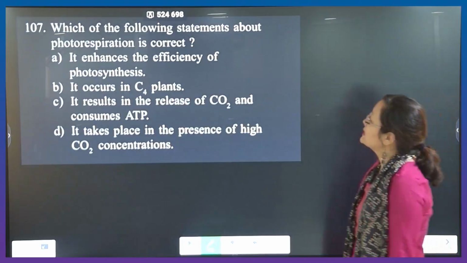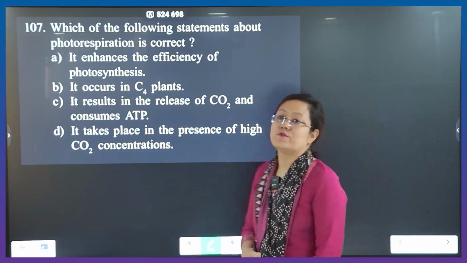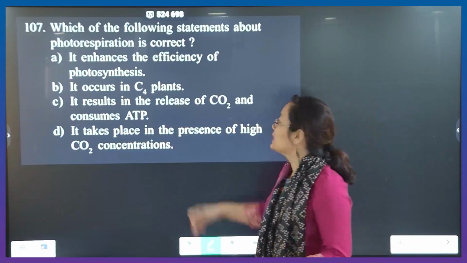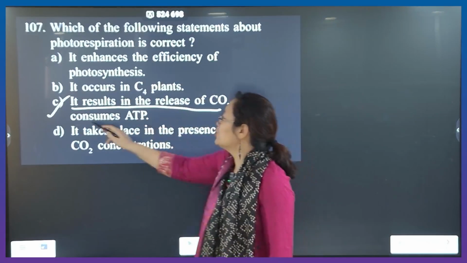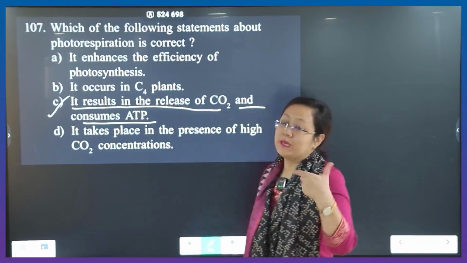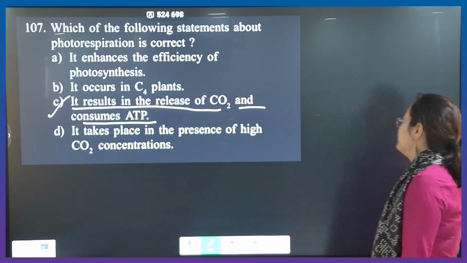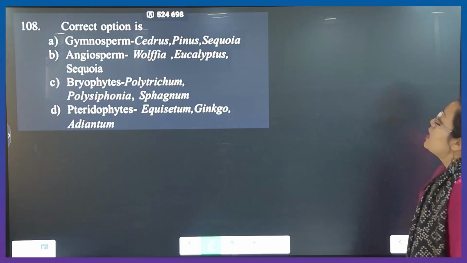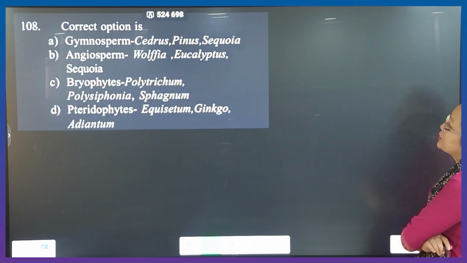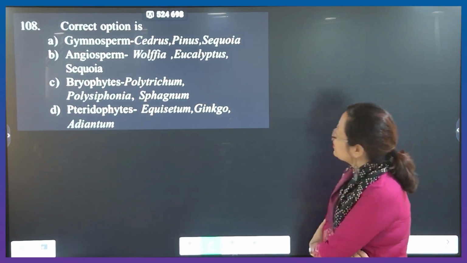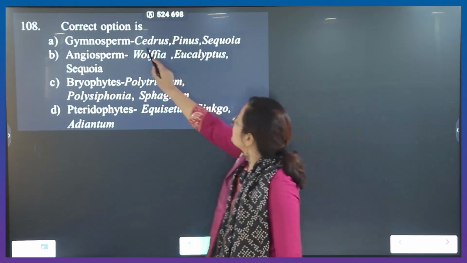Next, which of the following statements about photorespiration is correct? What happens in photorespiration? It results in the release of carbon dioxide and consumes ATP. ATP will be consumed but carbon dioxide will be released. Okay, this is 108. Correct option is, again a very simple question, gymnosperm will be seedrust.